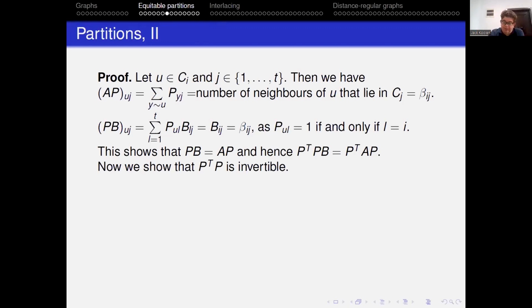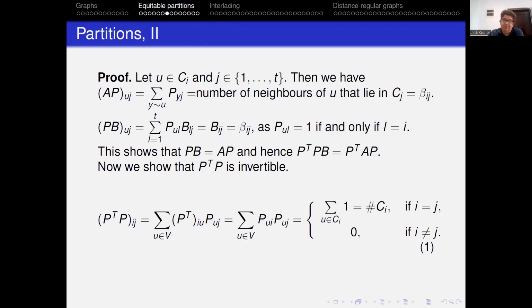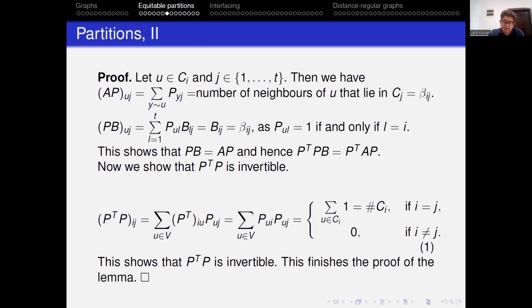Now we need to show that P transpose P is invertible. And that is just a diagonal matrix where the diagonal elements are the number of elements in Ci. Now this is the reason why we don't want empty parts. And otherwise it's 0, it's just a diagonal matrix. You can read the equation, but that is not so difficult. So that shows that P transpose P is invertible, and this shows the proof of the lemma.